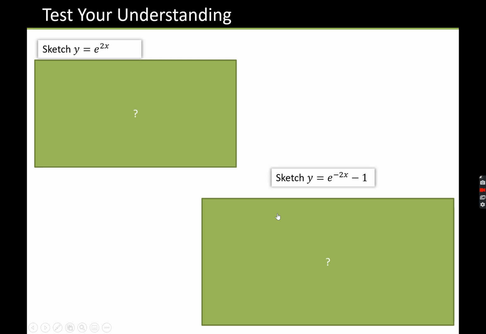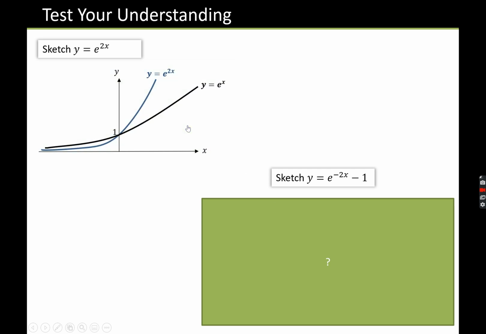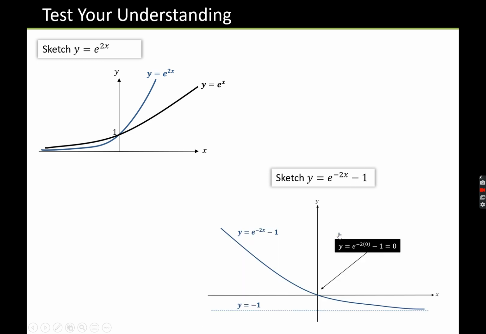Okay, e to the 2x shouldn't be too difficult. All we're going to do is compare it to e to the x. We stretched parallel to the x-axis by a half, which just means we've shrunk everything down so it's a much steeper gradient. Then e to the minus 2x minus 1. We've got a negative power, so we're going to have a rate of decay rather than a rate of growth, and because we've shifted down 1, our asymptote becomes y equals minus 1, and our intercept that's gone from 1 will now go to 0 instead. So make sure you've got everything on that you need to.